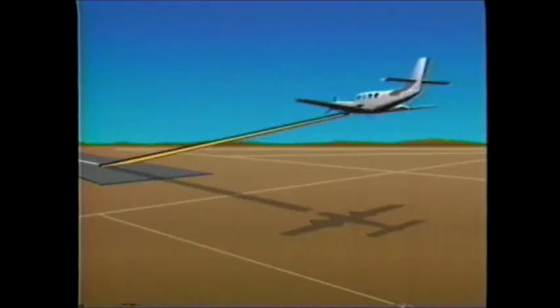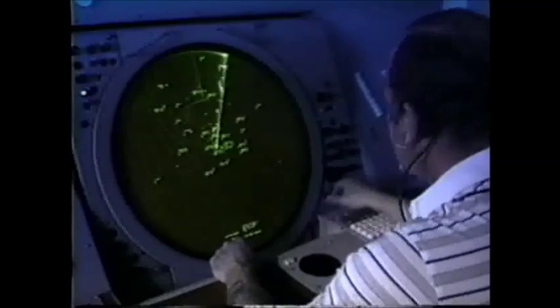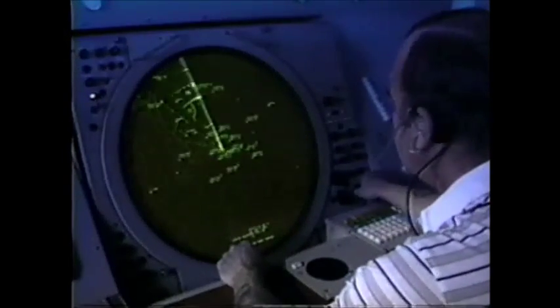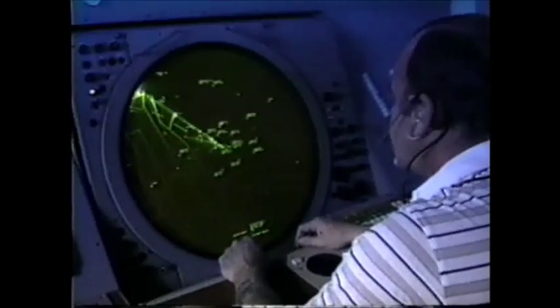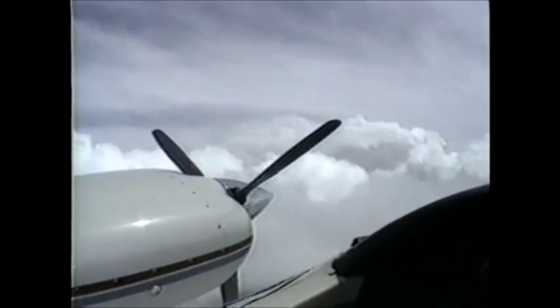Fly a precision approach if one is available, since it gives you a constant rate of descent down to the runway. A non-precision approach may require you to maintain level flight at low altitude with a high power setting on the good engine. If radar service is available, request vectors as soon as possible. This reduces your workload and usually results in less maneuvering during the approach. Don't hesitate to advise the controller of your emergency situation so you can get traffic priority.